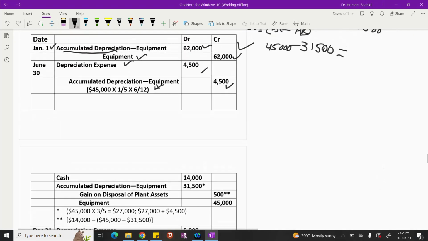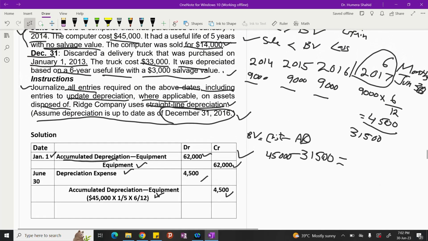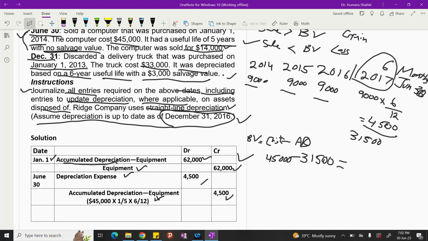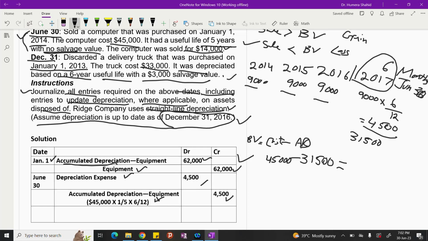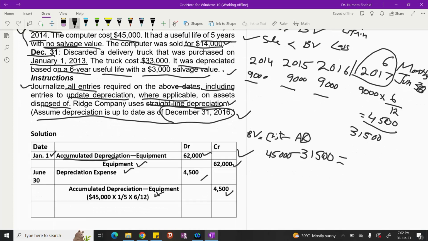So I sold this equipment for how much? 14,000. I purchased this equipment for 45,000. I have calculated the book value, and now I'm going to compare the book value with the sale price. So 14,000 will be compared.